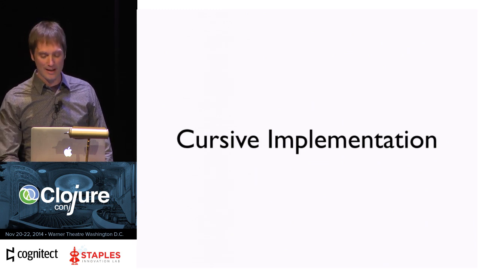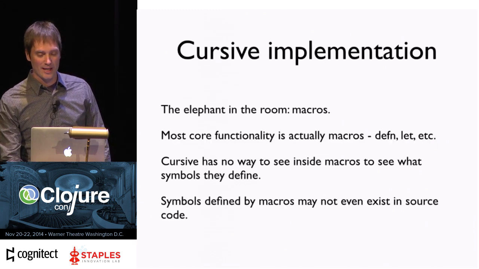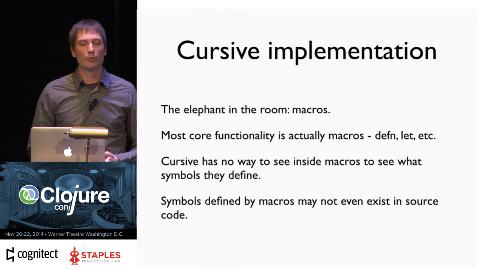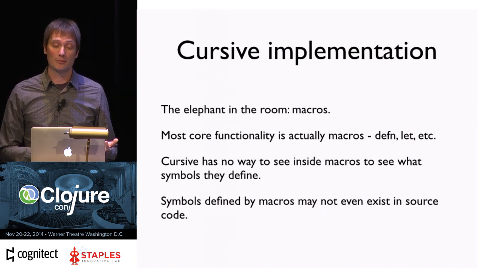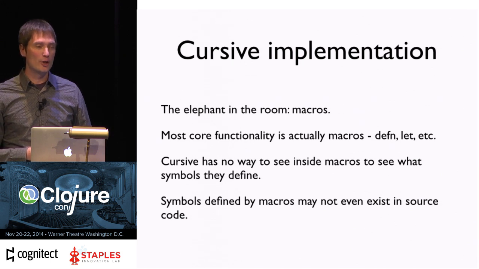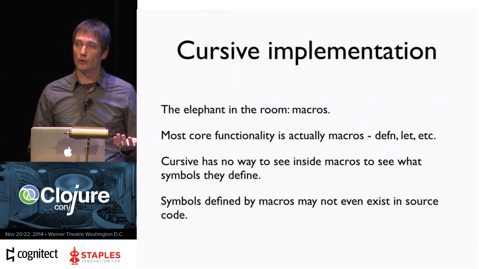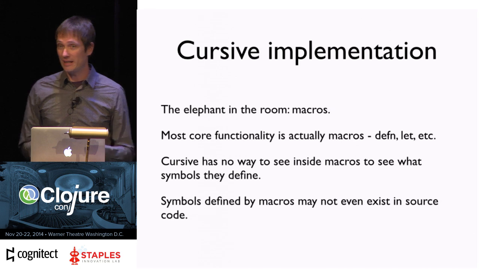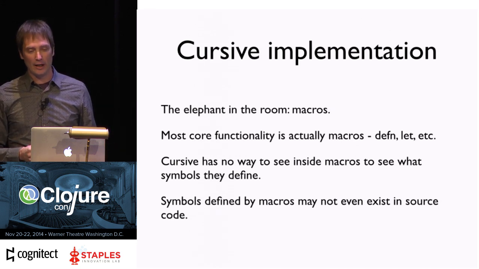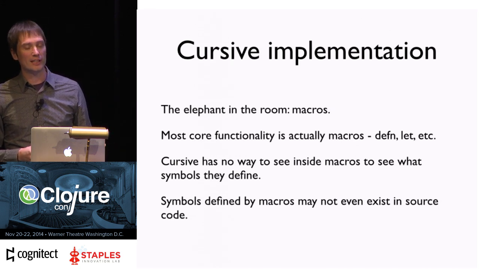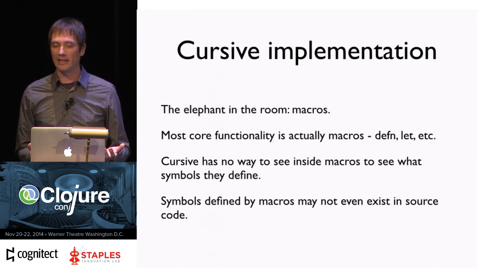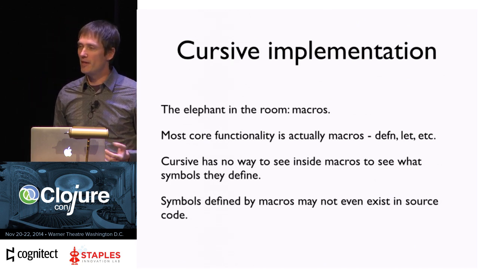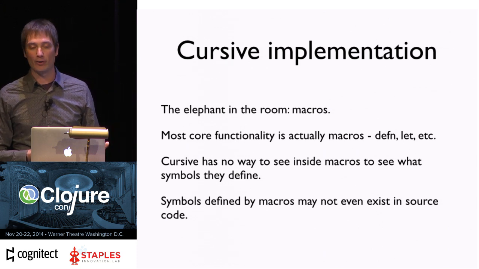So I wanted to talk a little bit about the implementation of Cursive. And in particular, the most important problem with doing something like Cursive or implementing any sort of IDE for a Lisp is macros. So Cursive works on the unexpanded source. And obviously, macros can do absolutely anything when you expand them. And in fact, in Clojure, most core functionality of the language is actually macros. So a lot of things you think of as being primitives in the language, things like defn and let, they're not actually core language forms, they're actually macros.